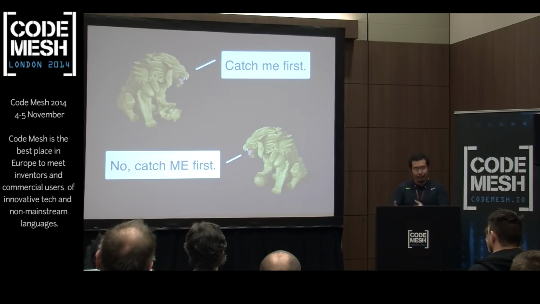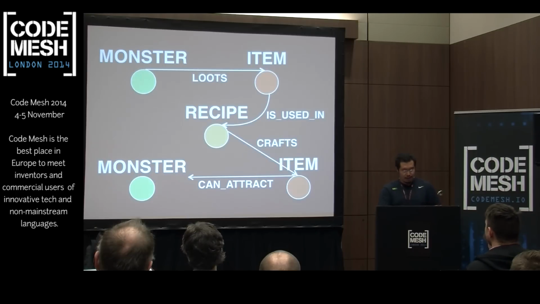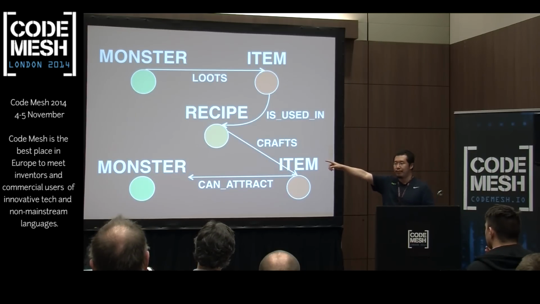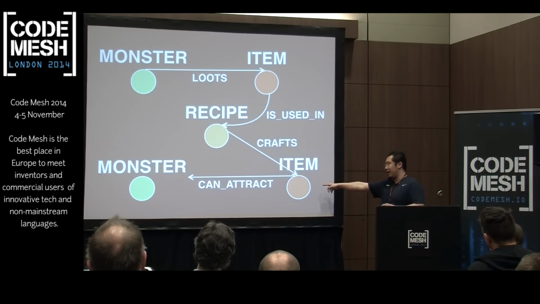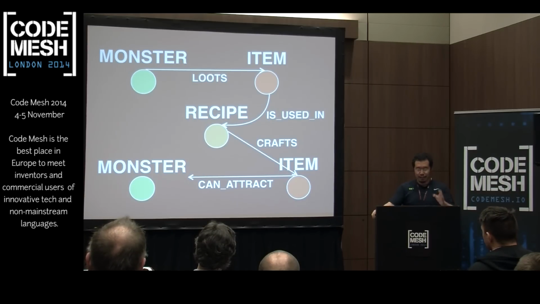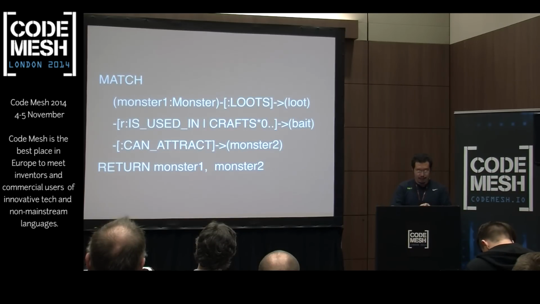And to make that bait, you often have to find ingredients that are only available as loot drops from other monsters. So again, we have this relationship where a monster loots some item, which is used in some recipe to craft some other items that can attract another monster. And based on this set of relationships, we can actually establish a hierarchy amongst the set of monsters with a very simple Cypher query like this.